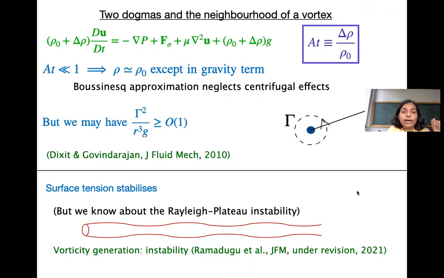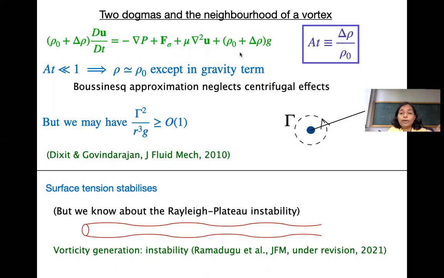So there are two dogmas about turbulence which people make use of all the time, and we are going to effectively argue against both these dogmas in certain situations. So when you have a vortex, and turbulence is full of vortices, we are going to say that these two dogmas are not good. So here is the Navier-Stokes equation written for two fluids, one with density rho naught and the other with density rho naught plus delta rho, and with surface tension between them. There's an interface between these two fluids, they are mixed around in turbulence, and this is the equation written for them.